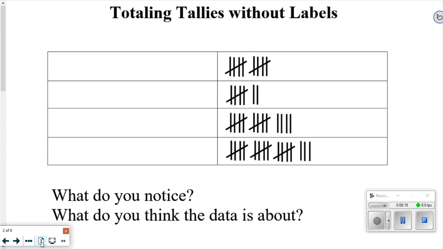But we have that group because remember we learned that our brain likes to group things, right? That's why multiplication is so easy for our brains.